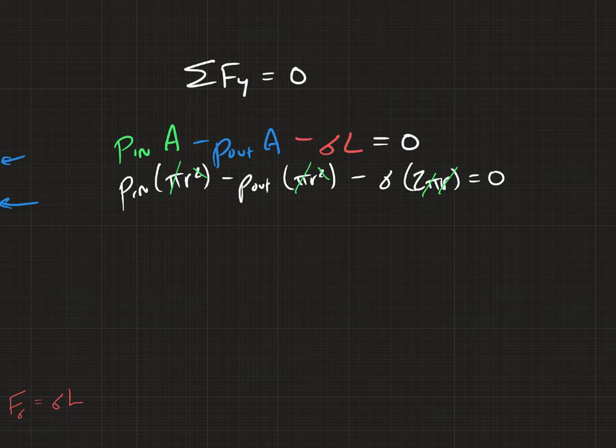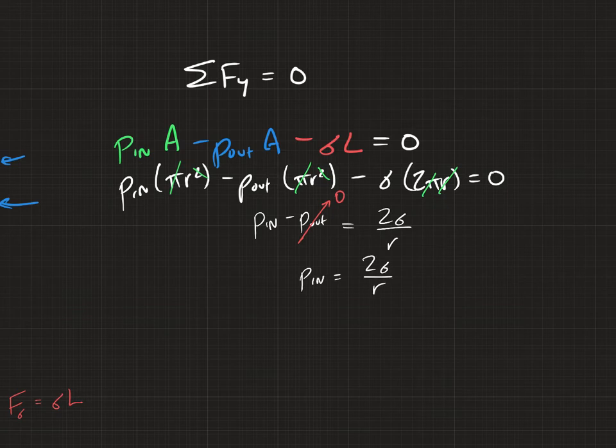The way that I prefer to think about this is P in minus P out equals 2 sigma over r. That's the way that I prefer to think about it, but there are other ways. For this particular problem, this one is a gauge pressure, so that one's going to go away. So we're left with P in equals 2 sigma over r.